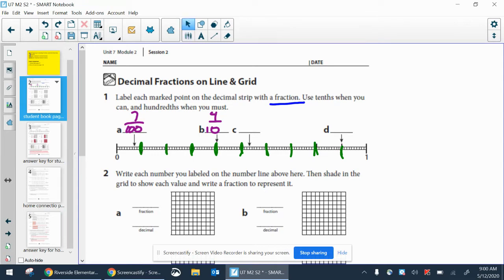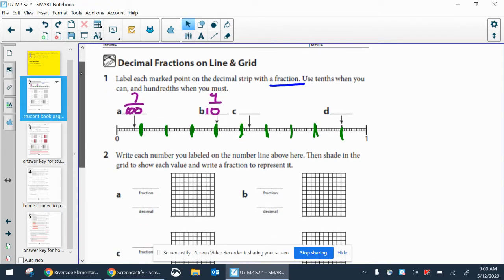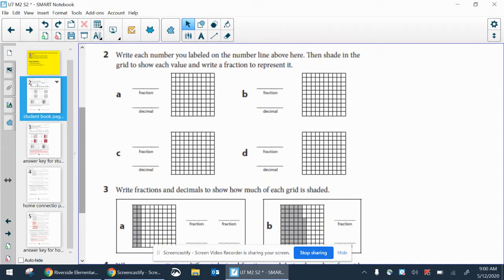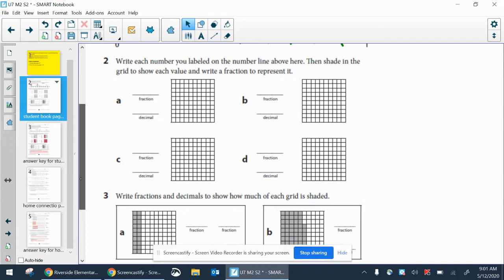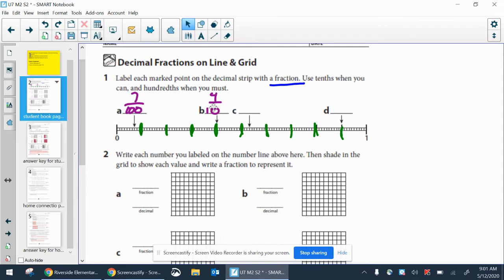Let's move on down to problem 2, where we have some different grids, hundredths grids, and we want to write the same numbers that we just worked with up here, the same fractions that we worked with up here. We want to work with them down here now to show them as a fraction, show that same fraction as a decimal number, and to visually display what that fraction looks like.